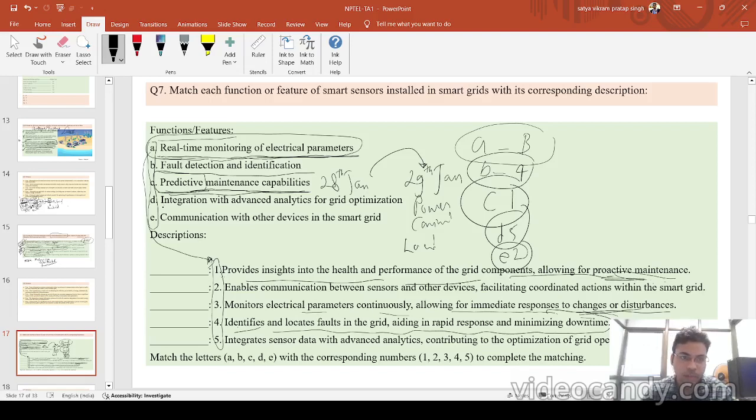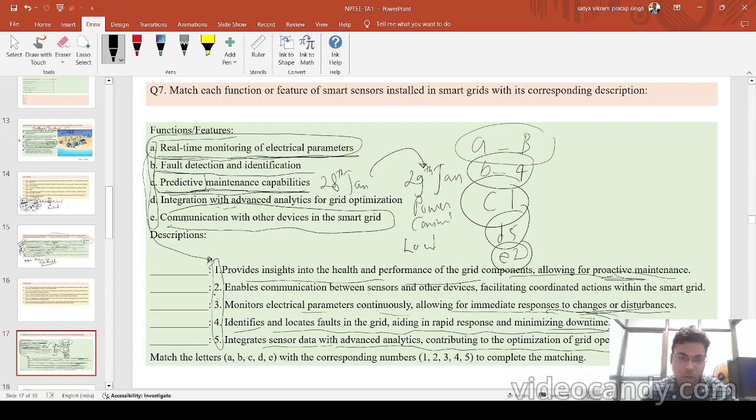Coming to the D part, integration with advanced analytics for grid optimization. D answer is given 5th. That is also correct. Why? Because you need smart sensors for the data, with advanced analytics contributing to the optimization of the grid operations. You need real-time data exchange between the systems, and you also need communication with the other devices in the smart grid.